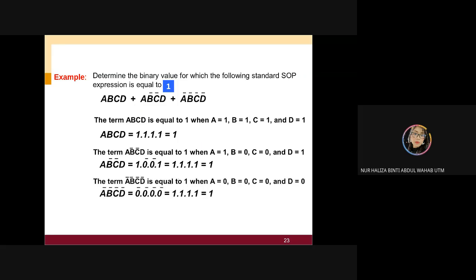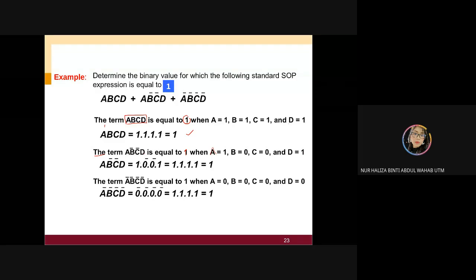So this is what the meaning is. You can see the term A, B, C, D is equal to 1 when A is 1, B is 1, C is 1, D is 1. Then if you multiply it together, you will get 1. While for the term A, B bar, C bar, D is equal to 1 when A equal to 1, B equal to 0, C equal to 0, D equal to 1.